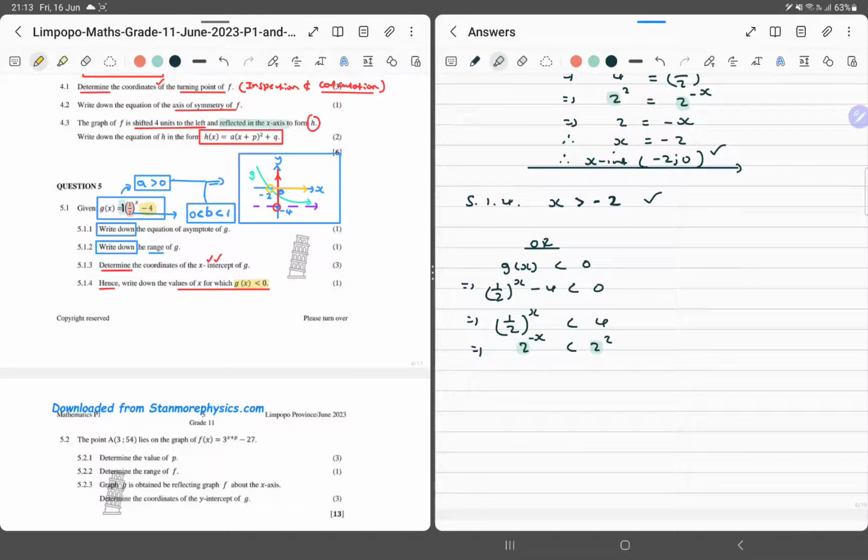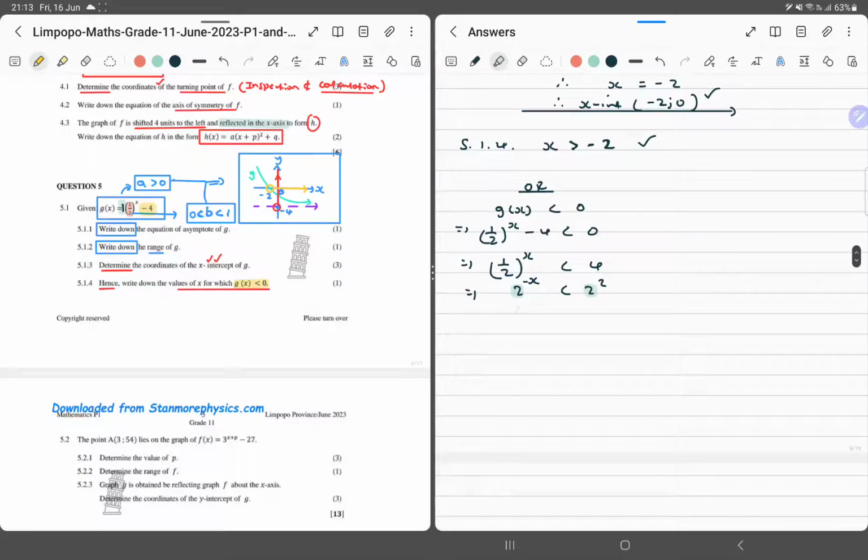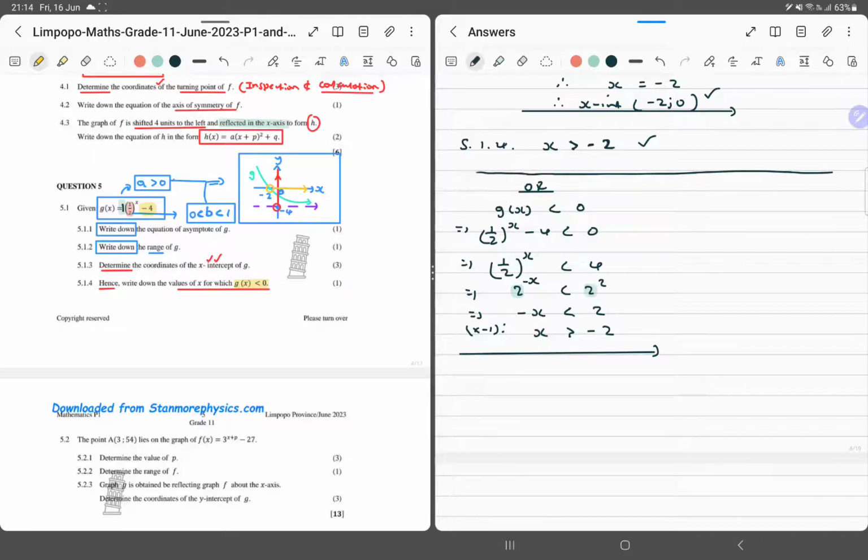I mean, you can do an algebraic solution. So you can have here, this implies, this still implies now that minus x is less than 2. And then now we multiply by minus 1. This tells us that x must be greater than minus 2. So you can do an algebraic calculation to do this work. It's still okay. All right, okay.